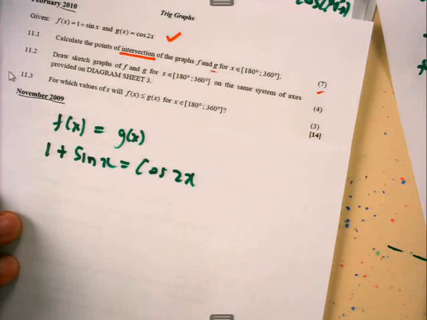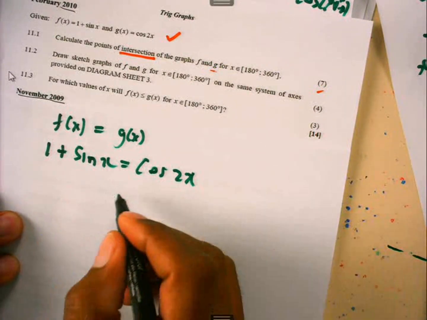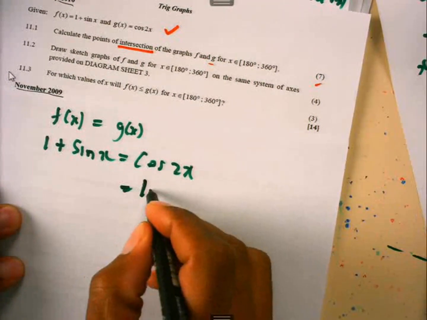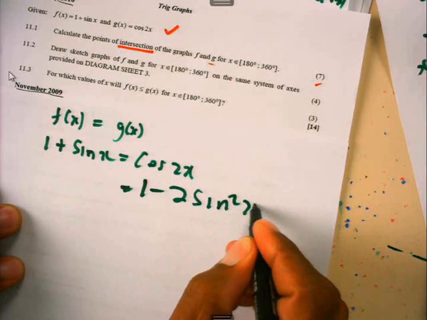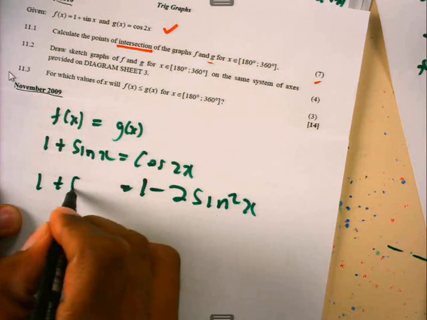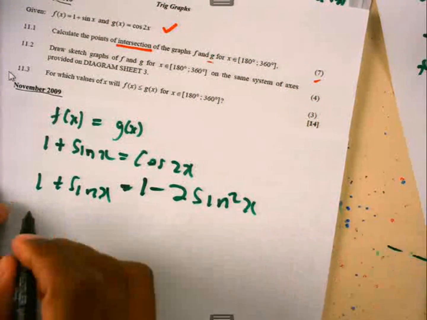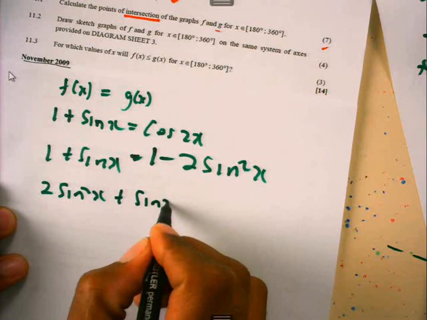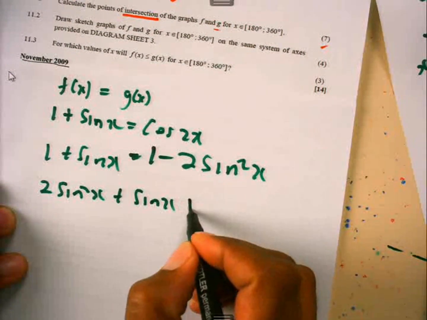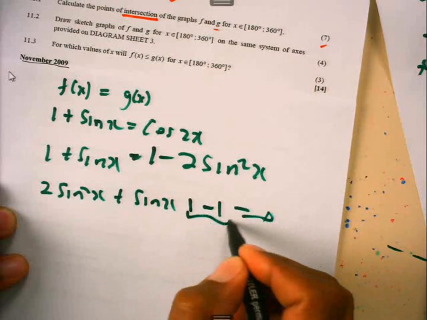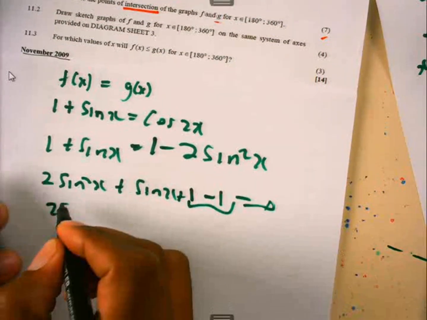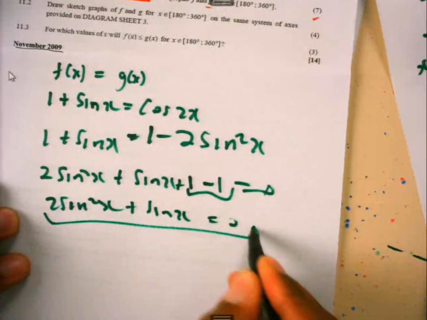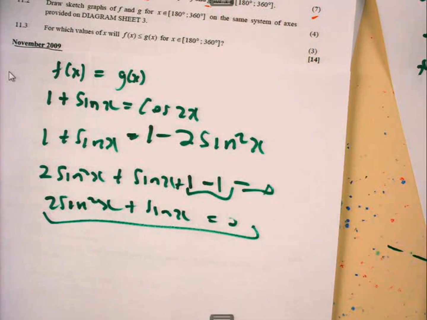Now look, what you have now, we are happy about it because at least we know that if I write everything in terms of sine, cos 2x will be 1 minus 2 sine squared x. And what about this one? It's 1 plus sine x. From here, this is 2 sine squared x plus sine x. Then this is a 1. When I take that, it's minus 1 is equal to 0. Now it means you have 2 sine squared x plus sine x equal to 0. Can you see now? It's exactly more or less like the example that we did earlier on.